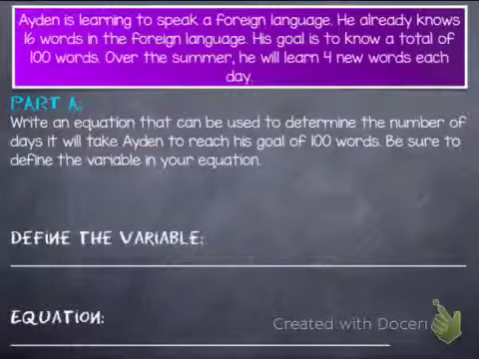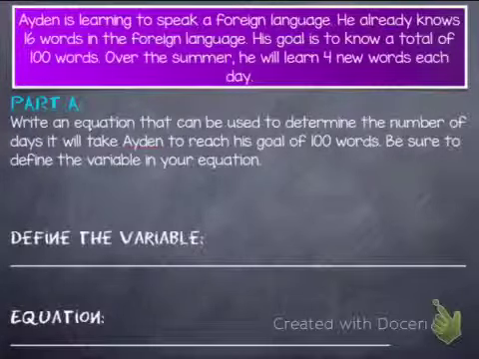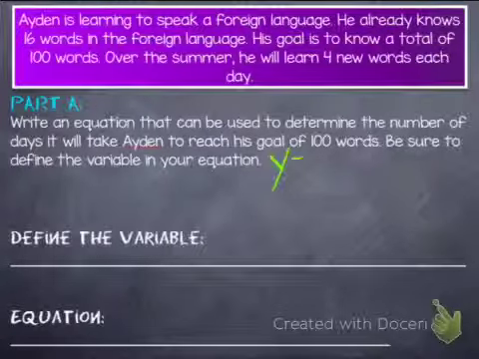What we need to do, part A, write an equation that can be used to determine the number of days that it will take Aiden to reach his goal of 100 words. Be sure to define the variable in your equation. So what we need to do is we need to kind of think of our formula y equals mx plus b, and we need to start thinking about what each piece of the formula means.